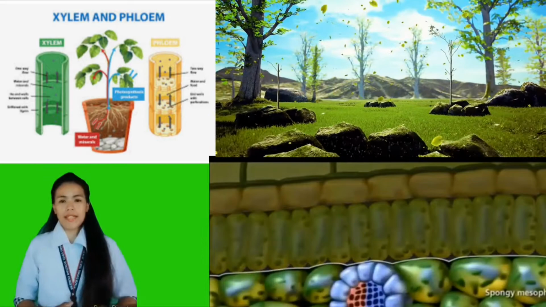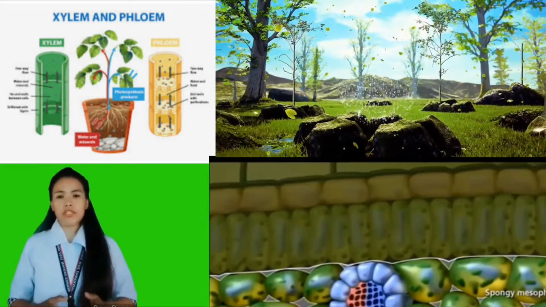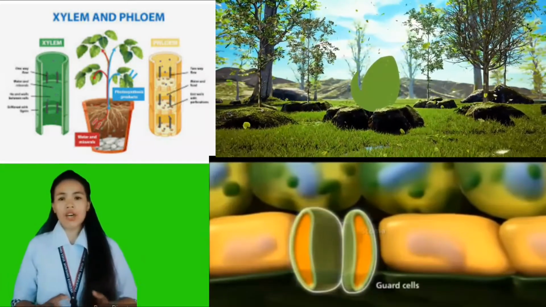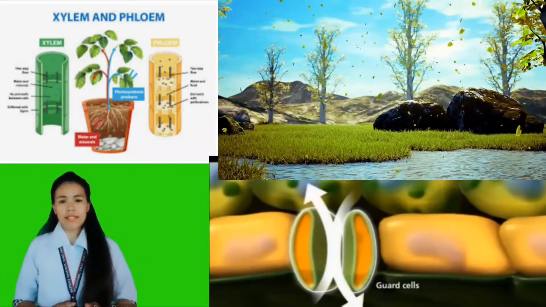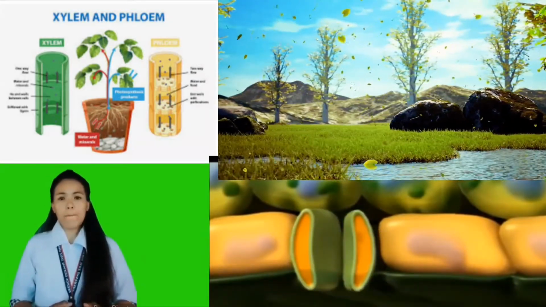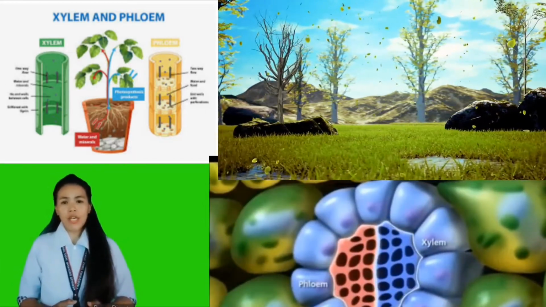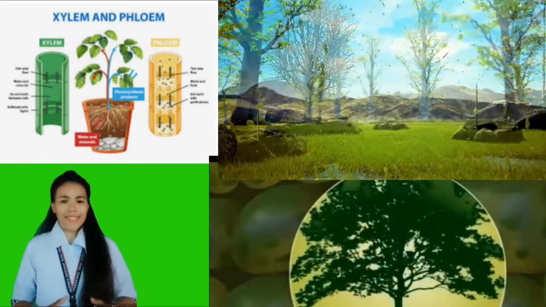Phloem is a living tissue responsible for transporting food and other organic minerals, and mainly contains living cells. It transports food and minerals prepared by the green parts of the plants to other parts of the plant.